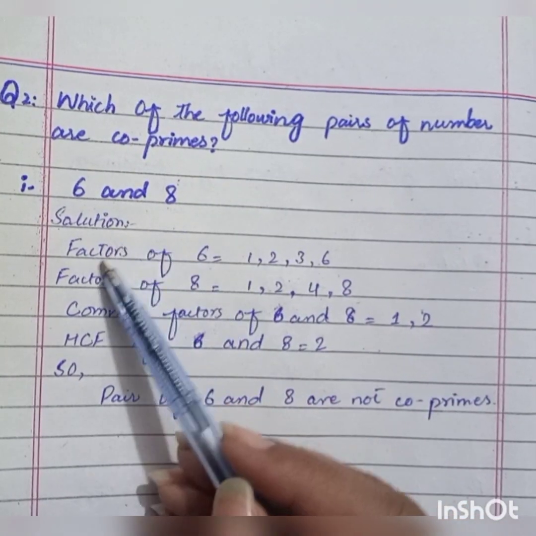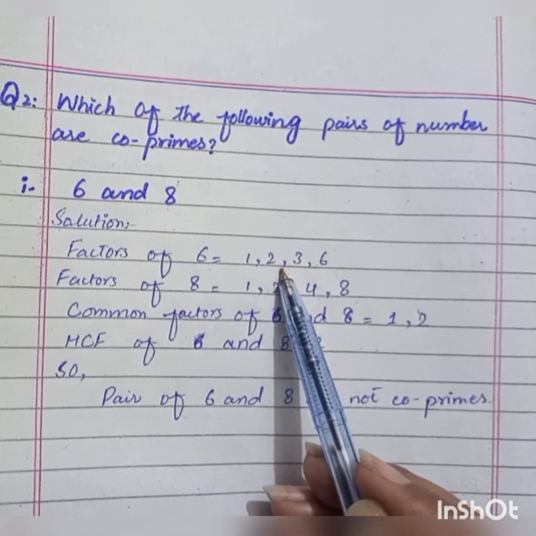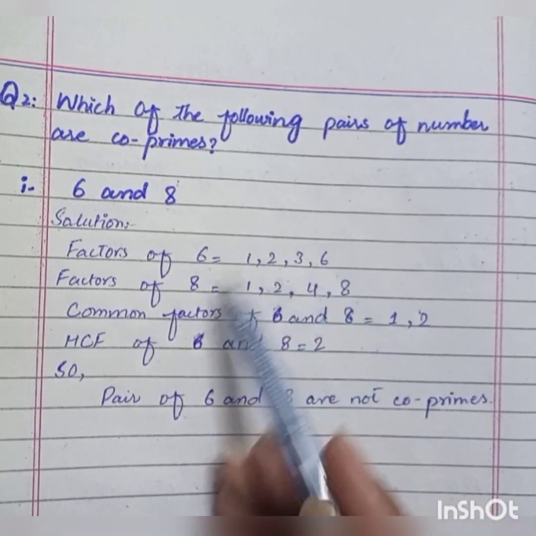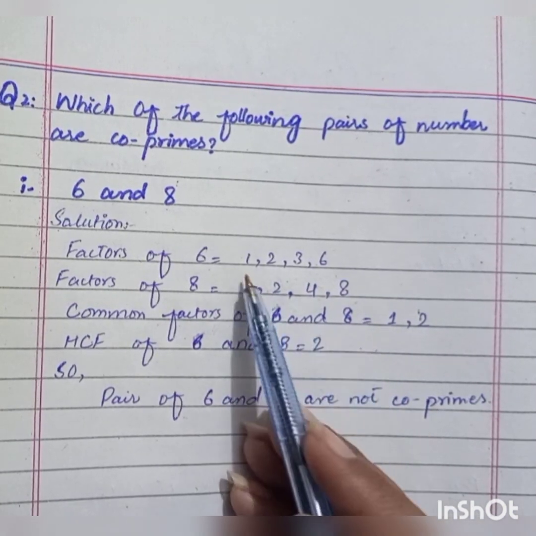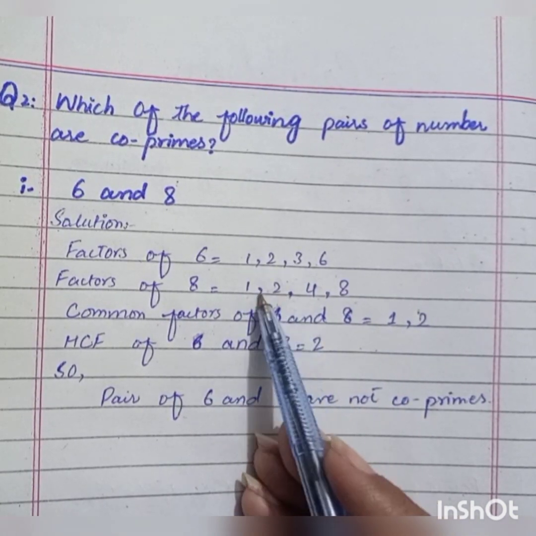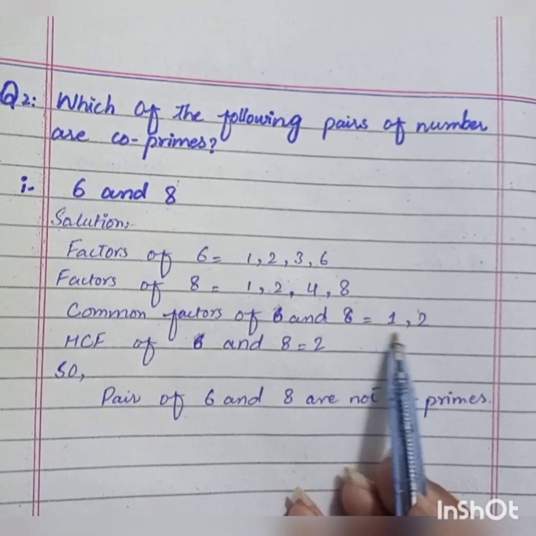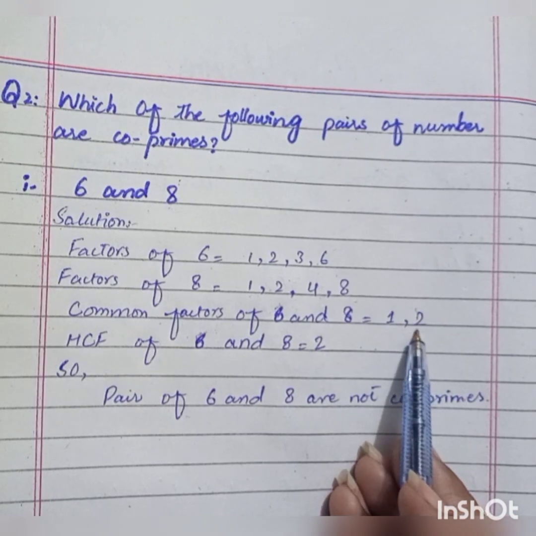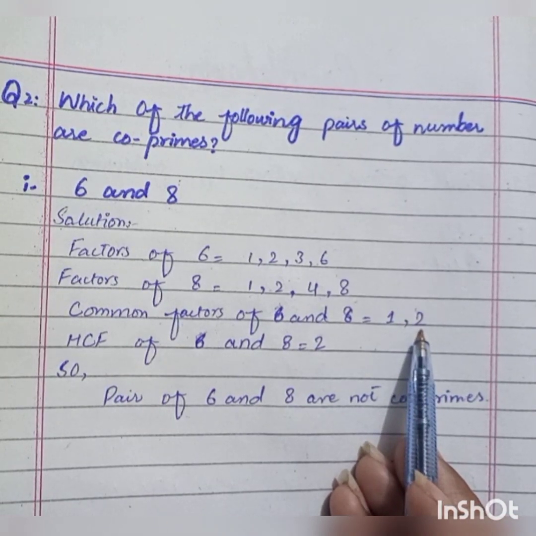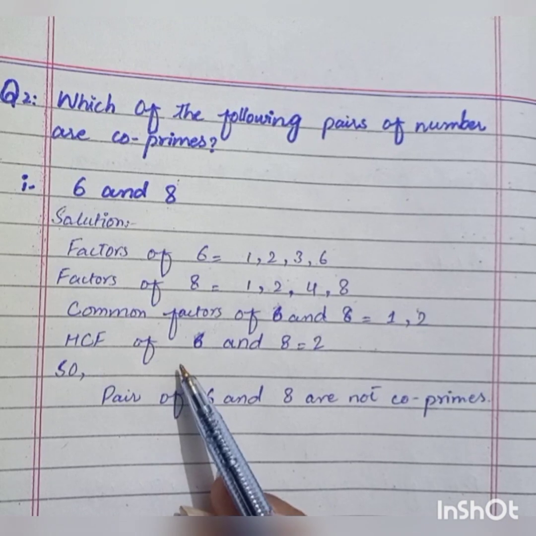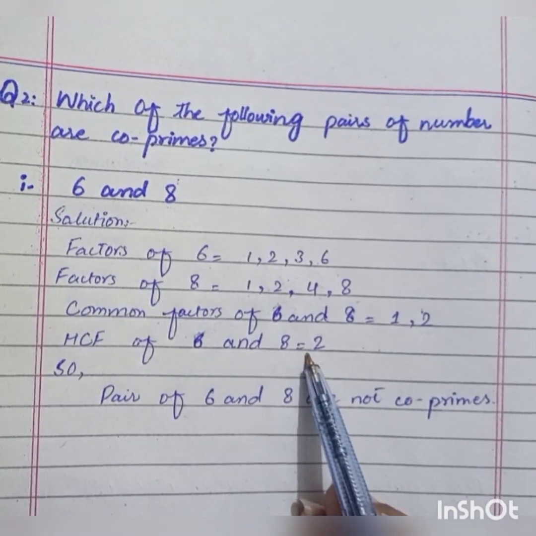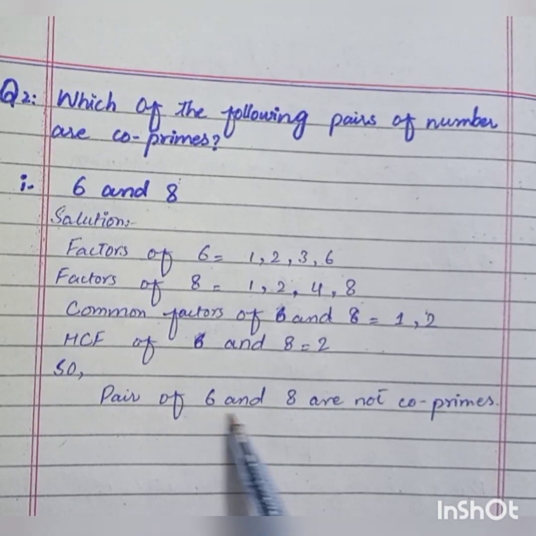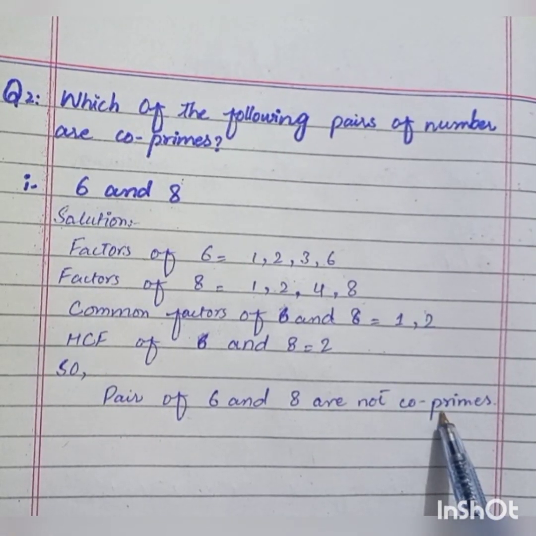Let's see the solution, that is factors of 6, as we know, 1, 2, 3 and 6. Factors of 8 are 1, 2, 4 and 8. Let's see, common factors of 6 and 8 are, we can see here, 1 and 2. These are the common factors of 6 and 8. So now HCF of 6 and 8 is equal to 2, as 2 is the greatest common factor. That is why HCF is 2. Students, we can see here HCF is equal to 2. It is not equal to 1, which means that this pair of 6 and 8 are not coprimes.